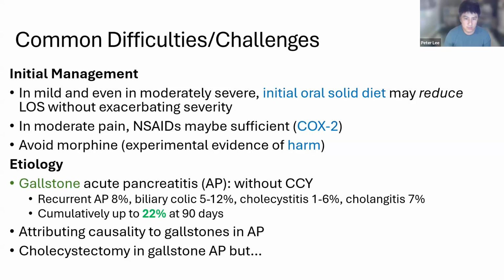So gallstone acute pancreatitis. What happens to gallstone pancreatitis when you don't take the gallbladder out? And this is in the mild severity category. And you can see a whole host of subsequent events that can happen. And cumulatively, up to 1 in 5 patients at 90 days can experience one or more of these events. So attributing causality to gallstones is important. And you also want to take out the gallbladder if you determine that the patient's AP is from gallstone.